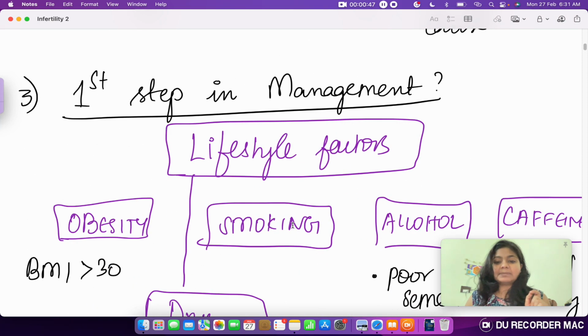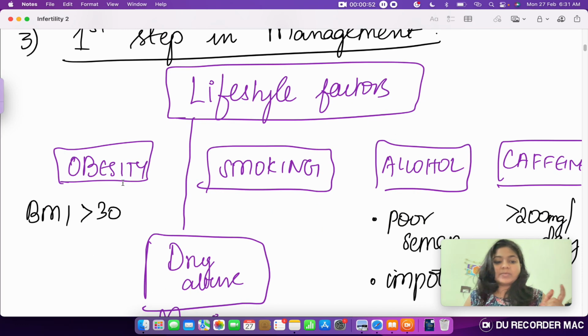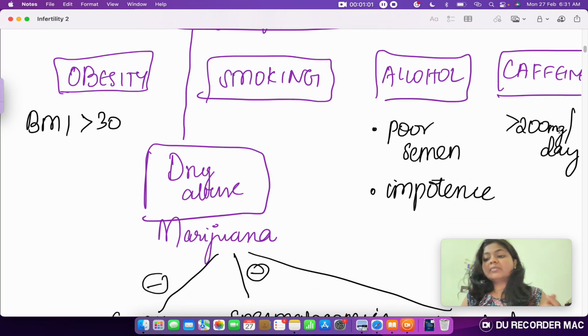So the first step in management is the change in lifestyle factors, because you see all these factors: obesity, high BMI is increased with infertility, and smoking, alcohol causes poor semen and impotence. Caffeine intake more than 200 milligram per day, that is 12 cups per day, is associated with infertility, so you have to stop all these things.